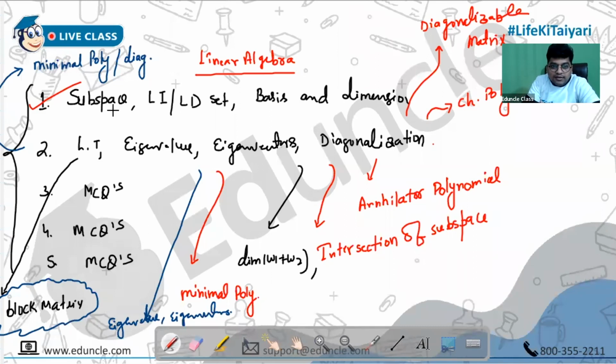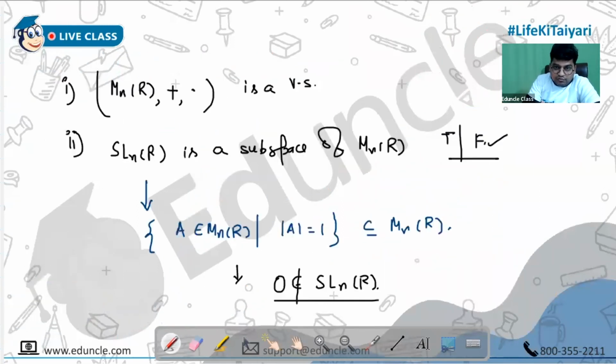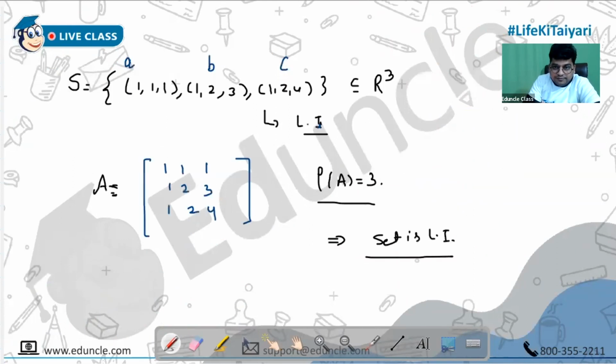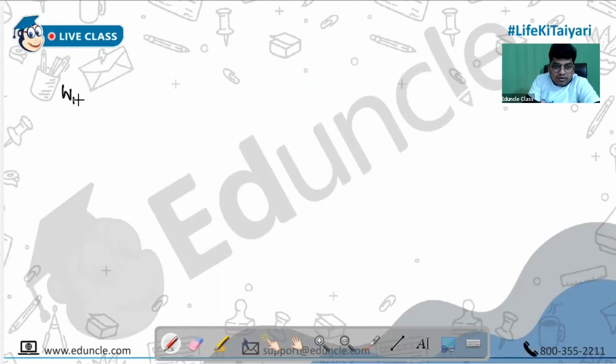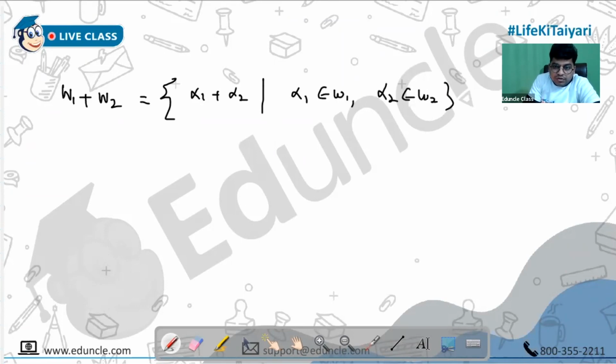The subspace, linear independence, linear dependence, basis, and dimension are done. The question is how to form a subspace like W1 plus W2, and W1 intersection W2. Basically, W1 and W2 are two subspaces. Then W1 plus W2 is the subspace of all alpha 1 plus alpha 2 where alpha 1 belongs to W1 and alpha 2 belongs to W2. This is also a subspace of V.